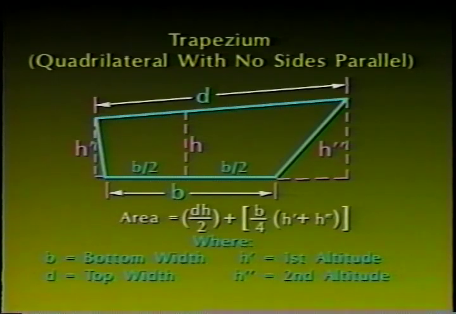A trapezium is defined as a quadrilateral with none of its sides being parallel. Its area is calculated by the equation area equals D times H over 2 plus B over 4 times H prime plus H double prime, where B equals the bottom width, D equals the top width, H the first altitude, and H double prime the second altitude.